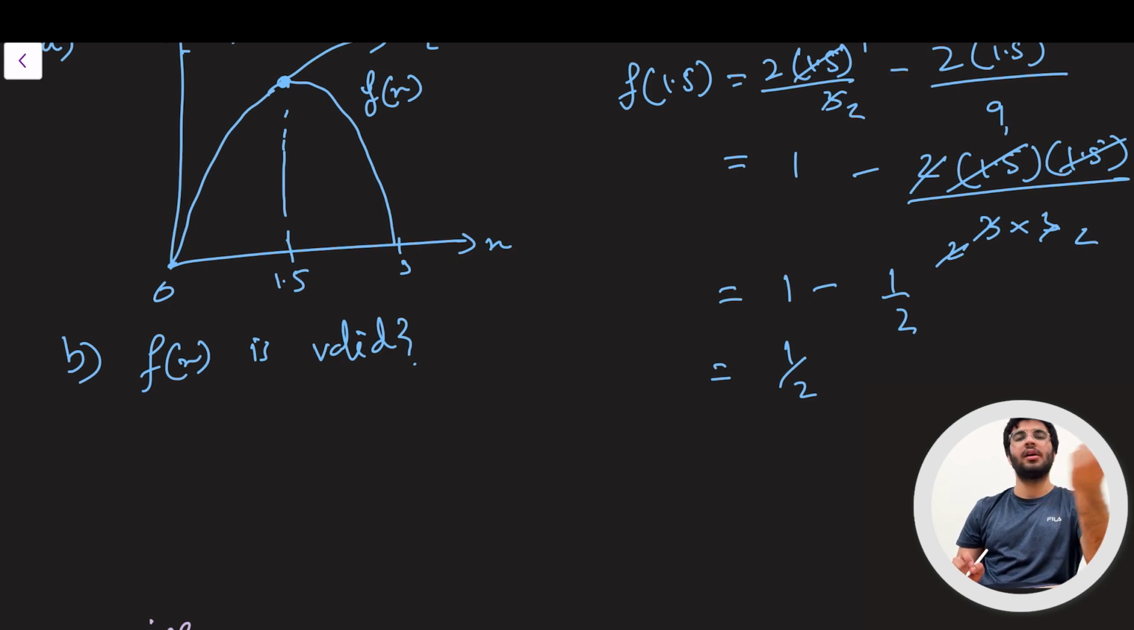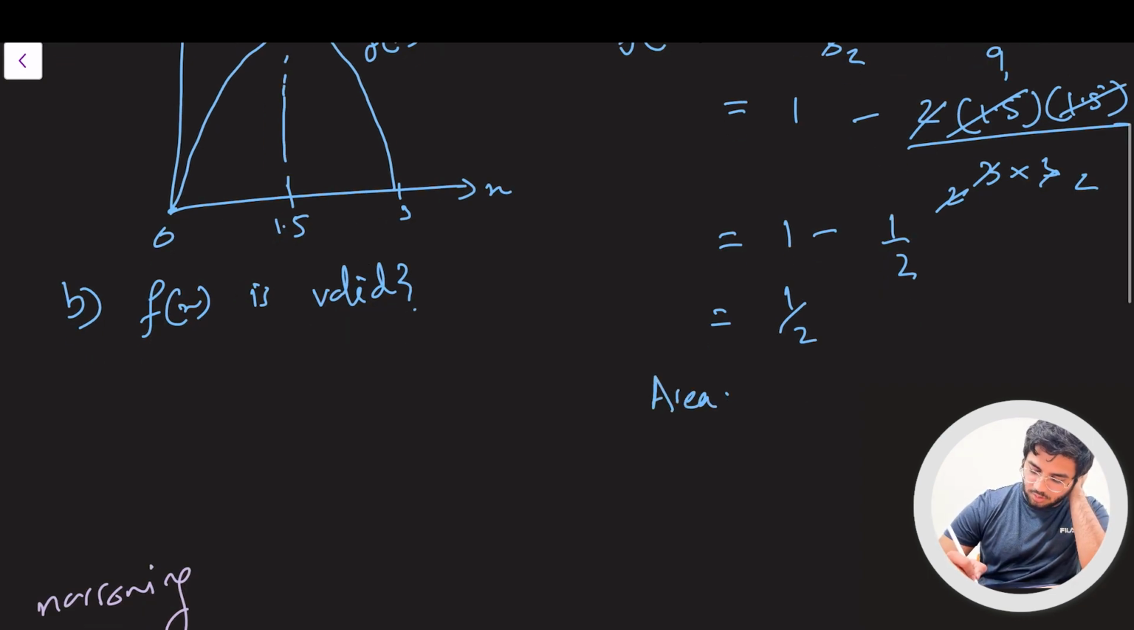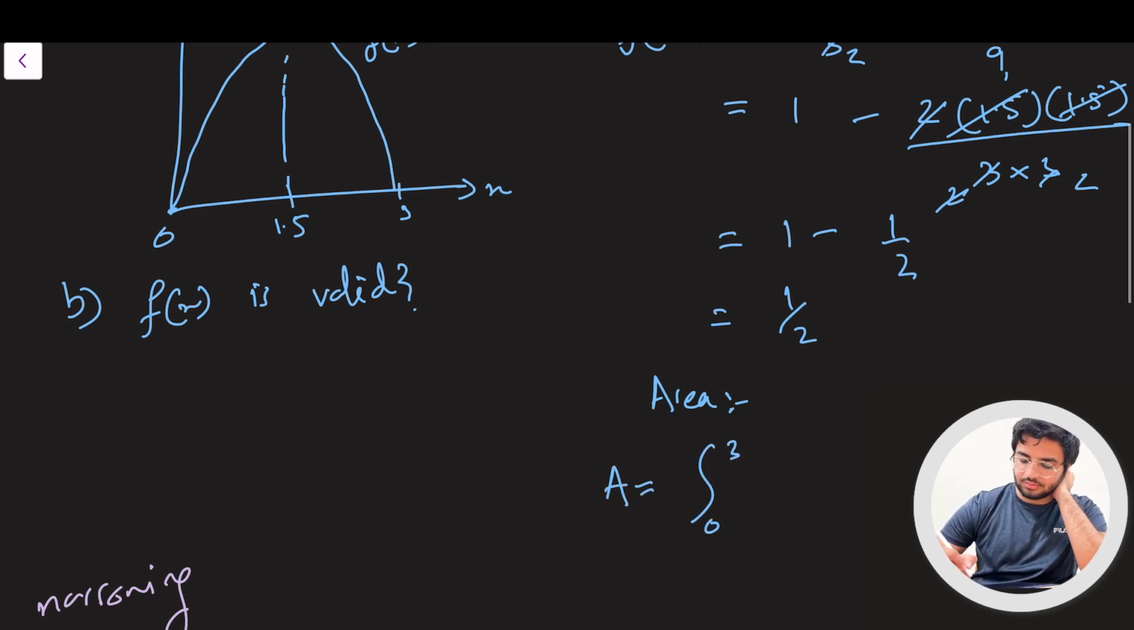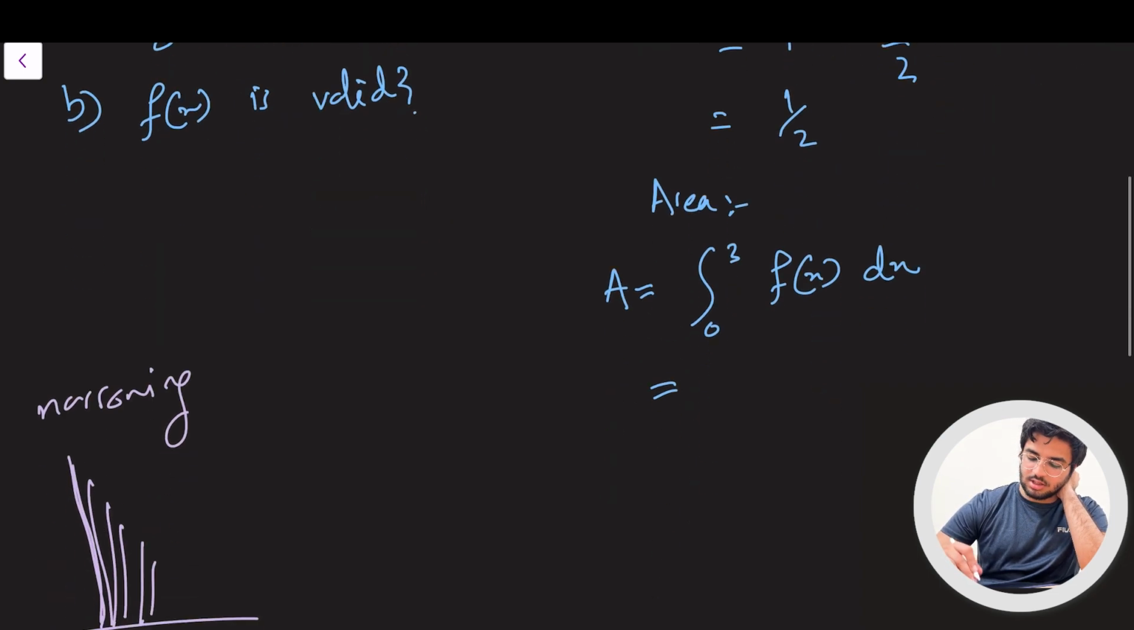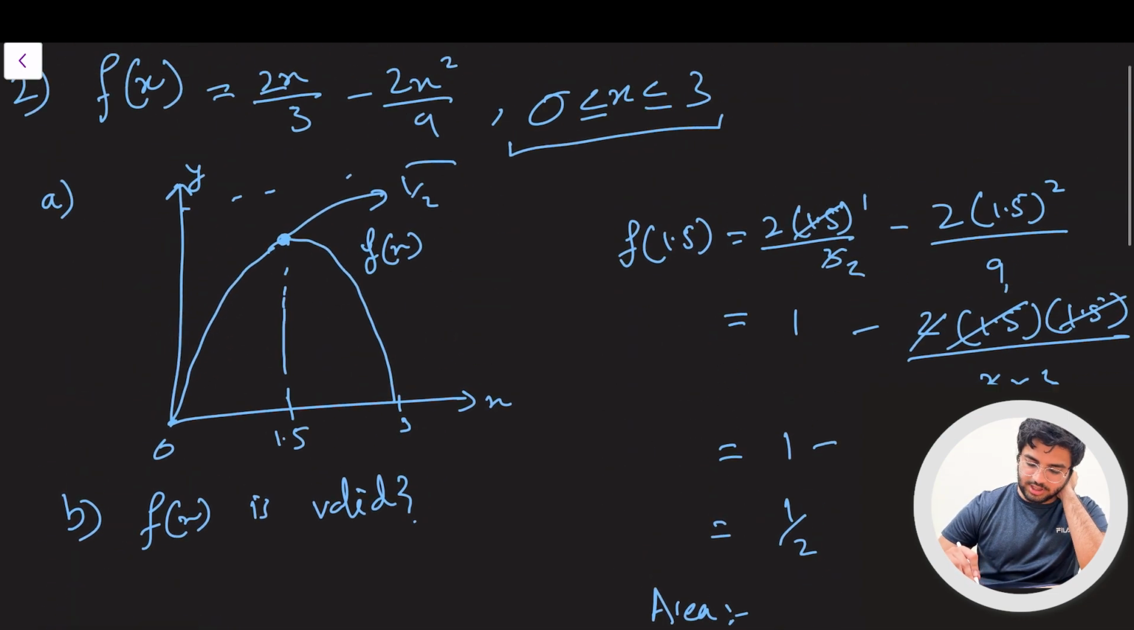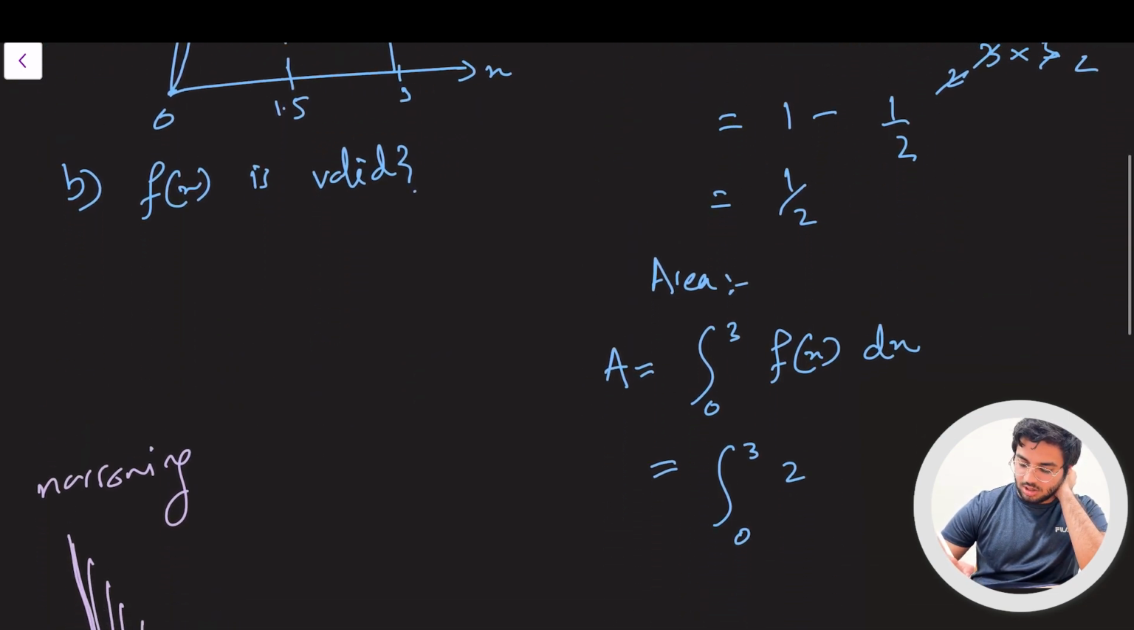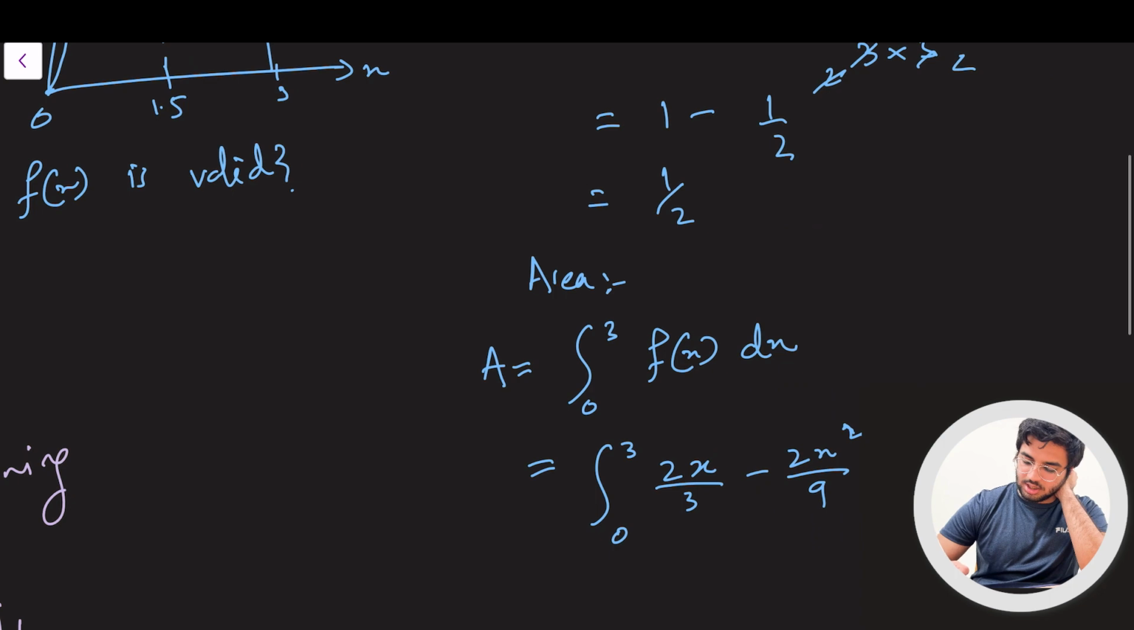How do we do that? Get the area under the entire curve, or the specified range. So we go finding the area, or the probability. We go integral from 0 to 3 of f of x dx. Let's put that through. What was that again? 2x over 3, take 2x squared over 9 dx.